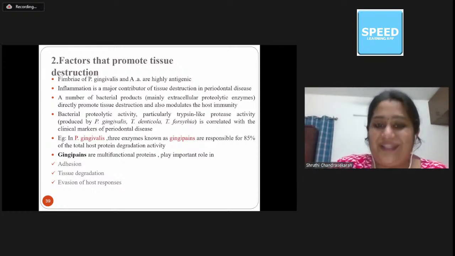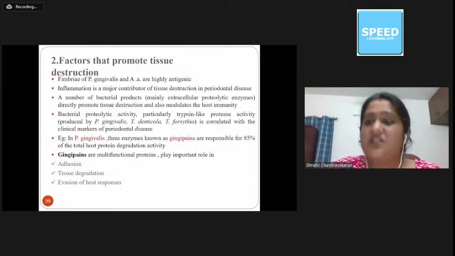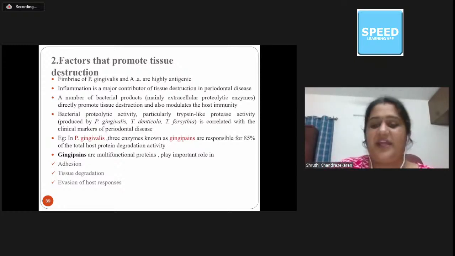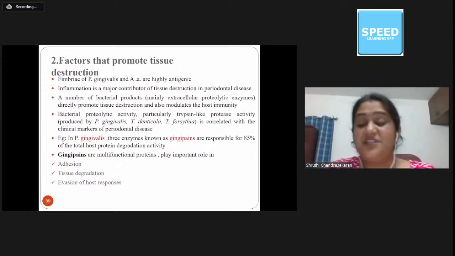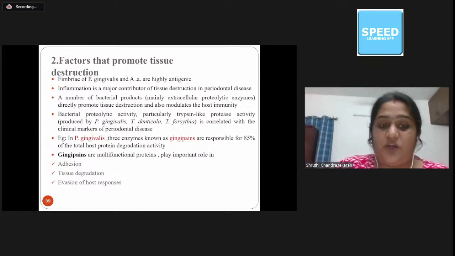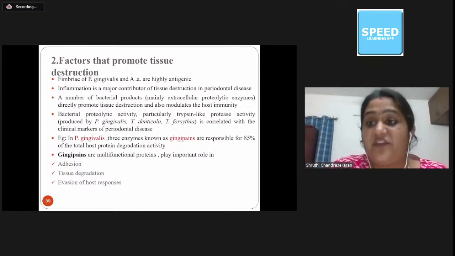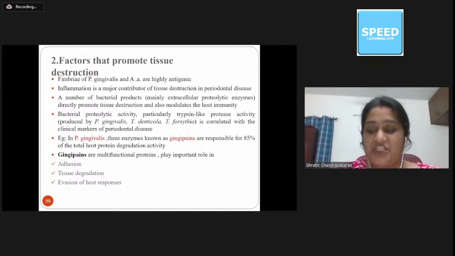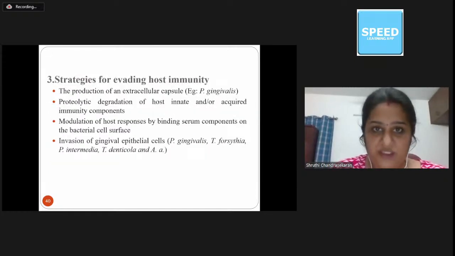Bacterial proteolytic enzymes such as trypsin-like proteases, which are produced by the red complex bacteria, will also increase periodontal disease progression. For example, in P. gingivalis, there are enzymes called gingipains. Gingipains are serine proteinases which are responsible for the degradation of surface proteins and of host tissue components. Gingipains are multifunctional proteins and they play a very important role in adhesion, tissue degradation, as well as the evasion of the host responses.